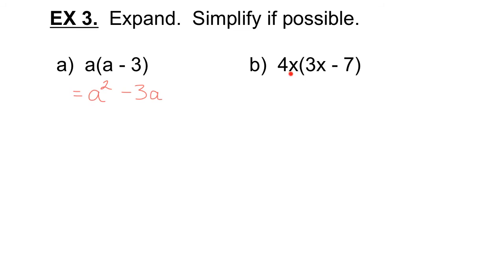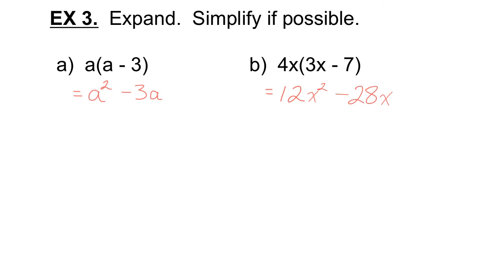For the next one, 4x times 3x. Well, 4 times 3 is 12. X times x is x squared. So we have 12x squared. Then we have 4x times negative 7. Positive times a negative, it's minus. 4 times 7 is 28. X stays the same as x. So we have 12x squared minus 28x. Those are not like terms, so we cannot combine them. This is as simple as it gets.